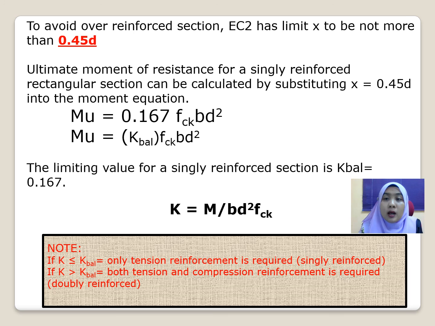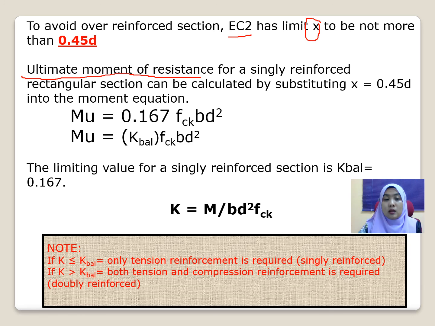Okay, so just now we mentioned over reinforced. It means we need to avoid over reinforced sections. So EC2 has limited the X value. The neutral axis should not be more than 0.45 D. Okay, so the ultimate moment of resistance: this is the maximum moment that can be applied to the section, regardless of the amount of reinforcement that you use. You need to substitute into the equation.